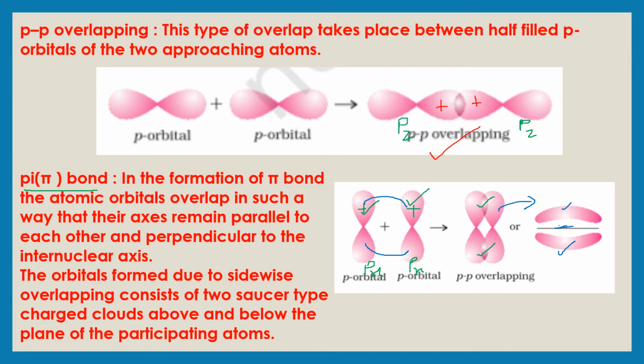Now if somebody gives you a px orbital and a py orbital, they both are perpendicular to the internuclear axis, which is called pz. Because they are perpendicular to that and perpendicular to each other, there the sideways overlap or head-on overlap are impossible. So no bond formation can take place if you have px and py of different atoms.